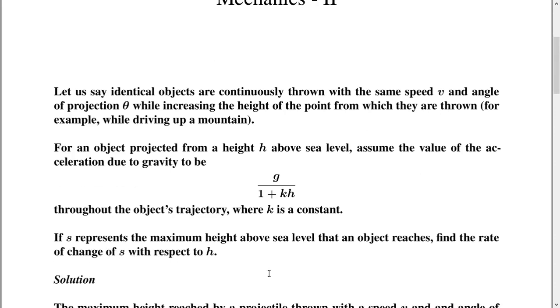If s represents the maximum height above sea level that an object reaches, find the rate of change of s with respect to h.